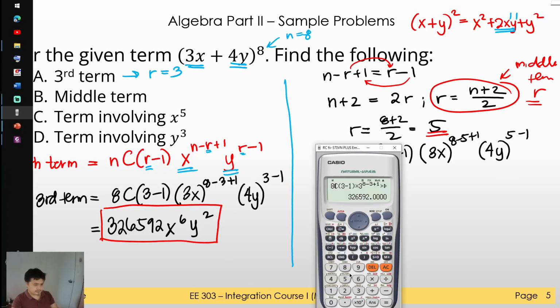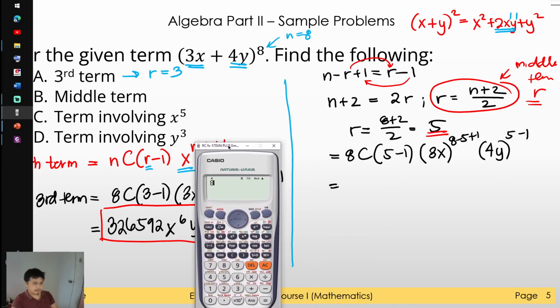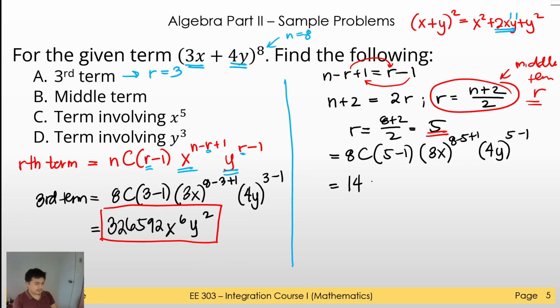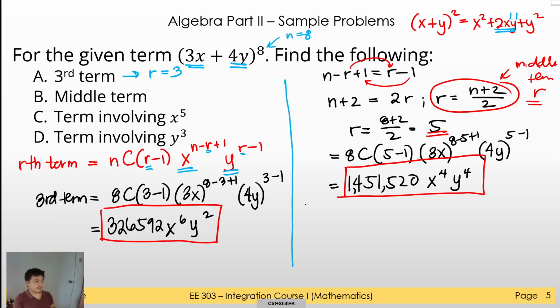So calculate this: we have 8C4, and then I'll just solve this as 4, times 3 raised to 4, times 4 raised to 4. So we have that's a lot of numbers, 1,451,520. And then for this one, we have x raised to 4, y raised to 4. Yeah, okay. It's that easy.